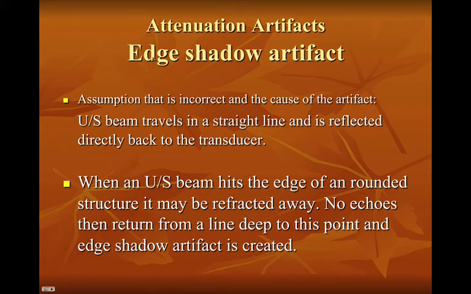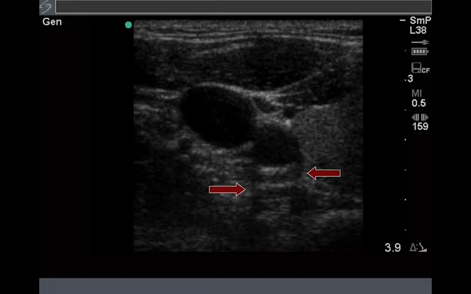The next artifact is called edge shadow artifact. The assumption the ultrasound machine makes that's wrong is that the ultrasound beam travels in a straight line and is reflected directly back to the ultrasound transducer. Well, unfortunately that doesn't always happen. When an ultrasound beam hits the edge of a rounded structure, it can get refracted away. And again, this is best shown with an image.